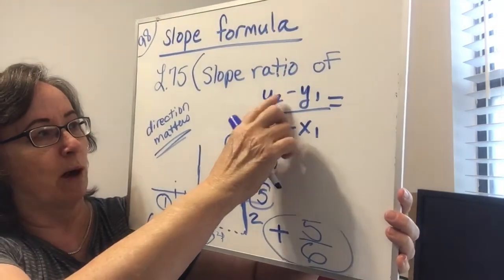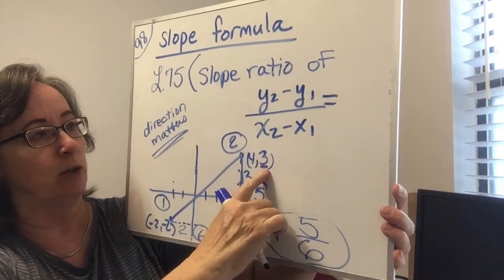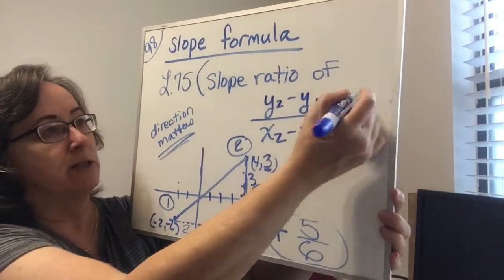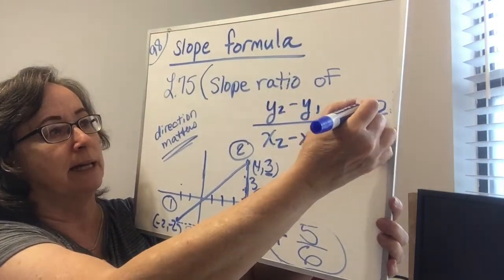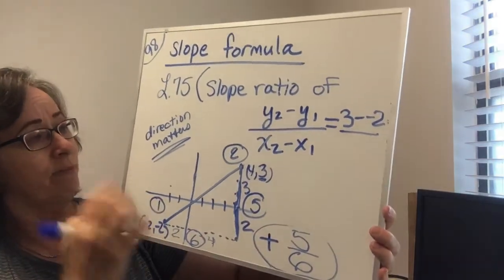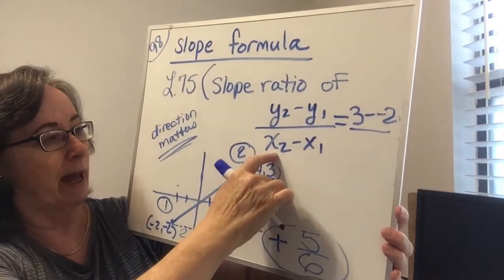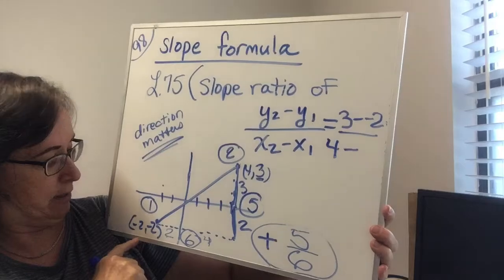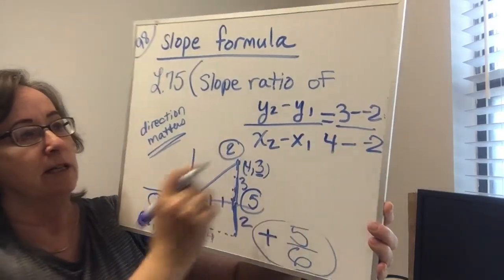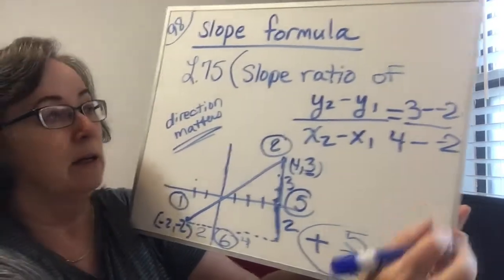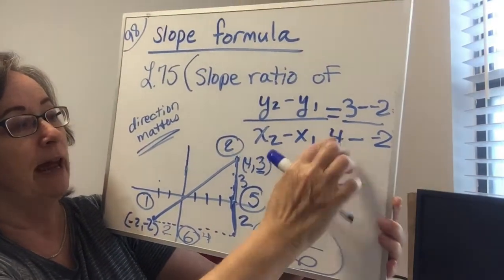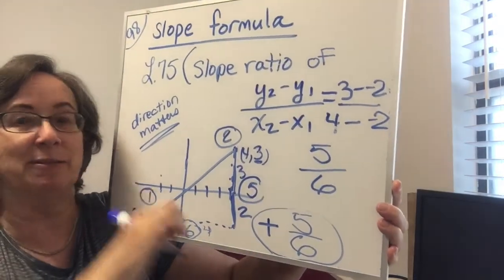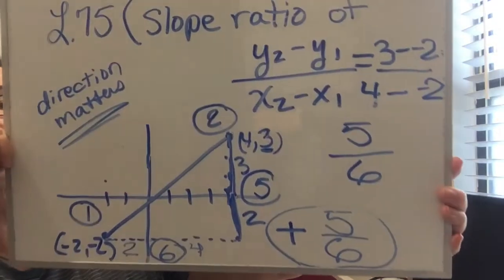So I'm going to look for y2, which is the y that goes with point 2, which is 3, minus the y1, which is negative 2. So I get 3 minus a negative 2 over, and now the difference in the x's. So x that goes with 2 is 4, and then minus x that goes with 1, which is negative 2. So we have a 3 minus a negative 2, and 3 minus a negative 2 is 5. And 4 minus a negative 2 is 6. And we end up getting the same slope we did when we used our rise over our run.